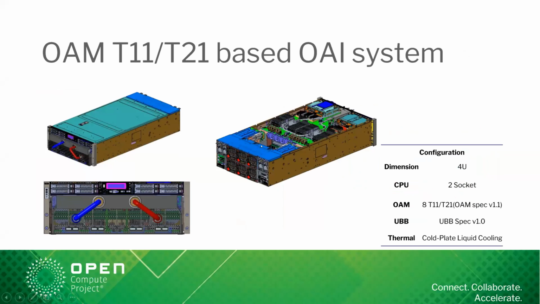This is the OAM-based OAI system. This system has a 4U chassis with 2 CPUs, and you can have 8 of both T11 and T21. And the UBB is spec version 1.0. And we use cold plate liquid cooling. You can see this is the cold and hot pipe here. Let's look inside for more details of these systems.